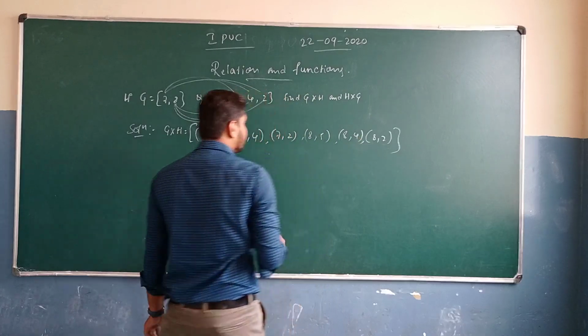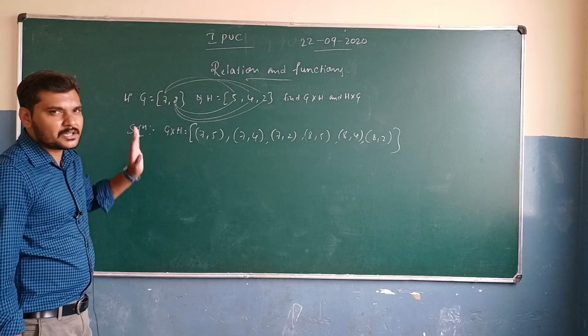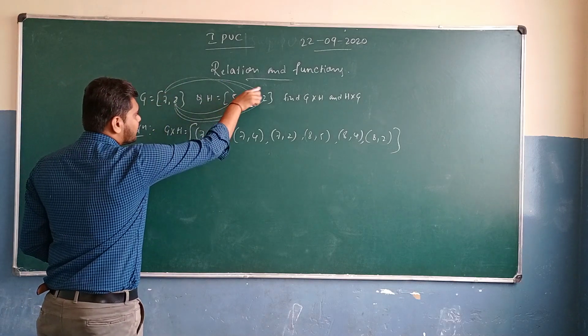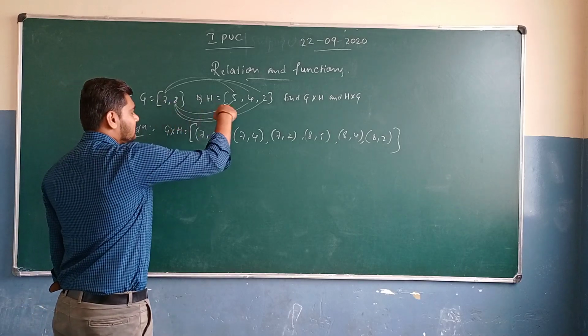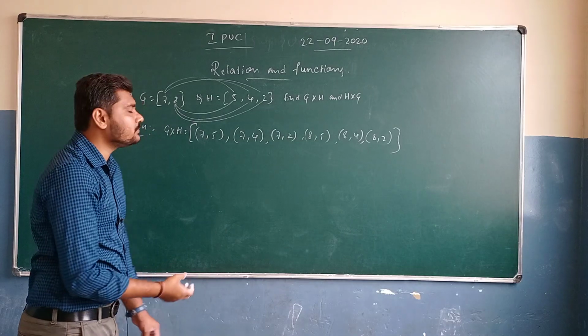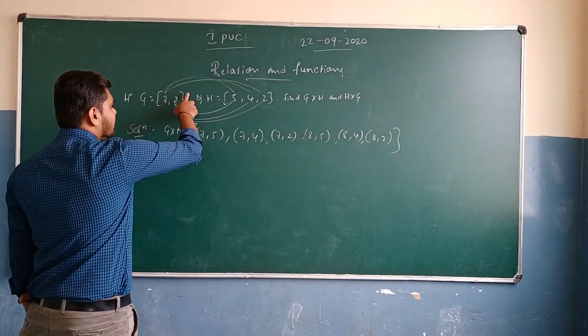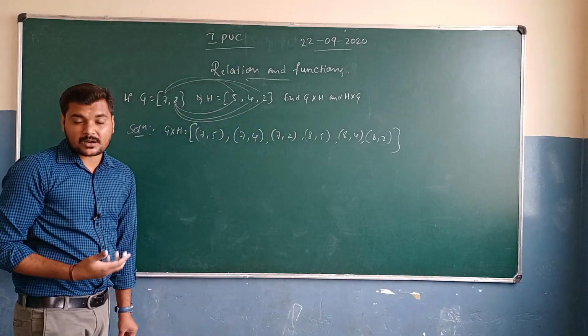Okay, so these are the elements present in G cross H. That's going to be 7 comma 5. Cartesian product means the first element forms an ordered pair with all the elements. After that, the second element, 8, is going to form an ordered pair with every element of the set B. Suppose there was another element, say 9, then 9 comma 5, 9 comma 4, 9 comma 2. In this way, it keeps forming ordered pairs.